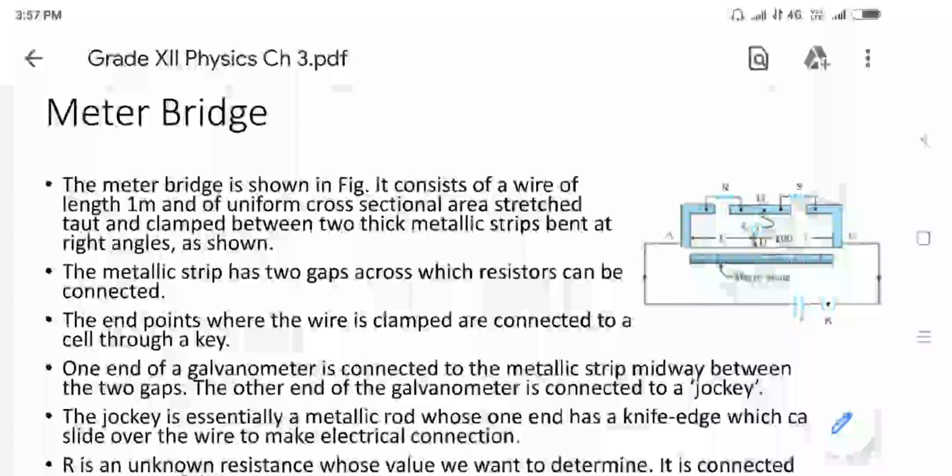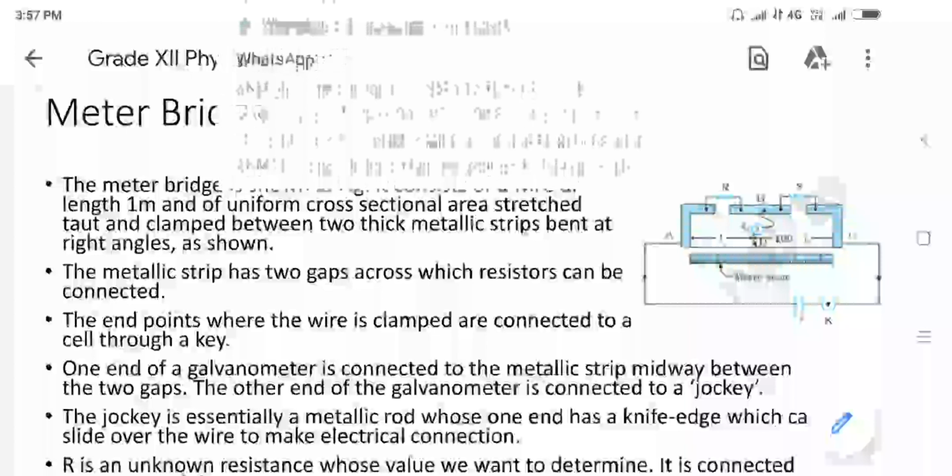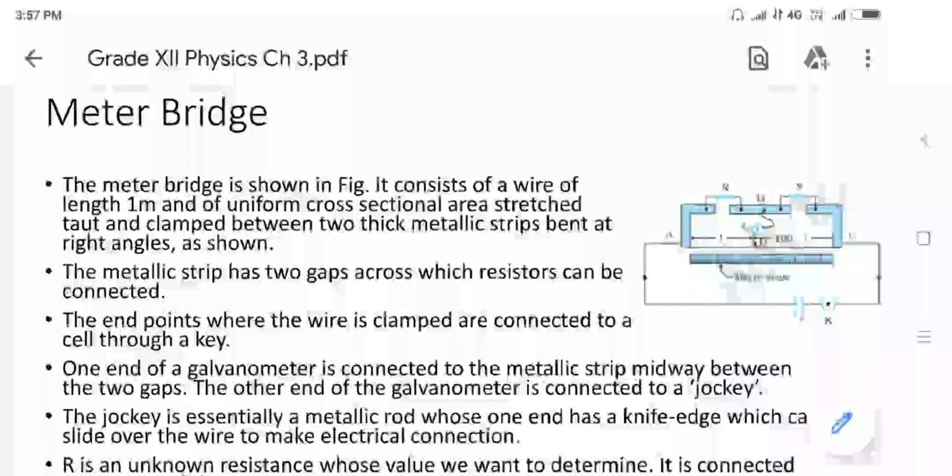In that space, we are connecting resistors. Between A and B metallic plate, R resistor is connected. Between B and C, another S resistor is connected. Now, we are connecting a galvanometer from point B. One end of the galvanometer is connected at point B. Another point of the galvanometer is connected with a jockey. Jockey is a kind of movable device whose end point is just like a knife edge, and it is movable over the wire between A and C.